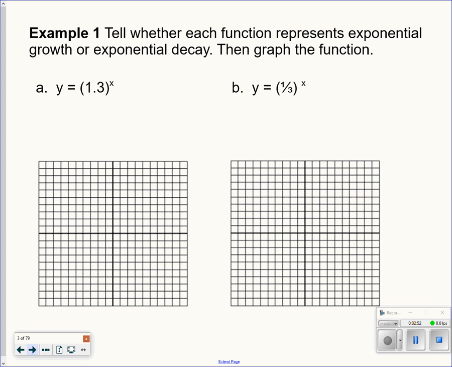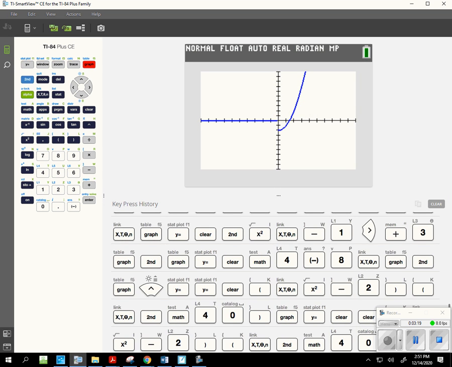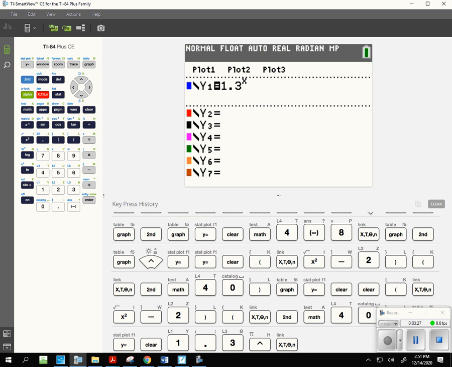Graph 1.3 raised to the x power. Pull out a graphing calculator if you want, and I'm going to pull one up here in just a second. So I'm going to make an xy chart, and basically I'm going to plug in some numbers for x. So 1.3 to the 0 power would be 1, 1.3 squared is 1.69. So I know some of those off the top of my head, but I'm going to pull up a graphing calculator. We're going to look at these numbers. So y equals 1.3 raised to the x power. So graph.